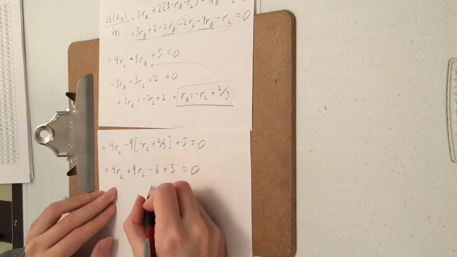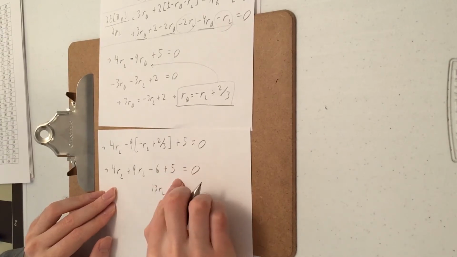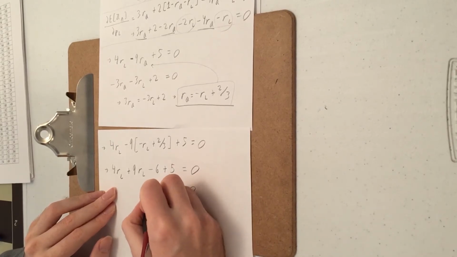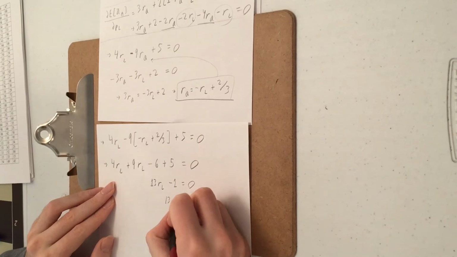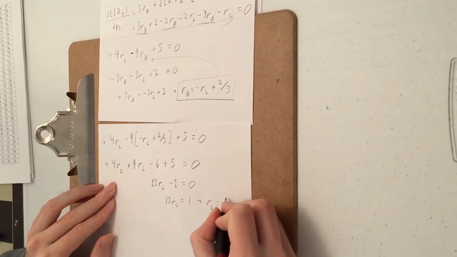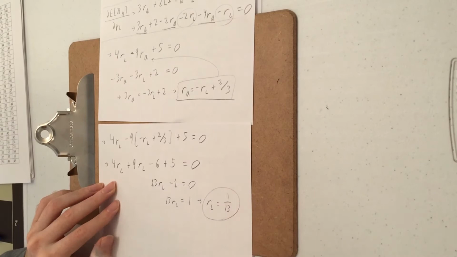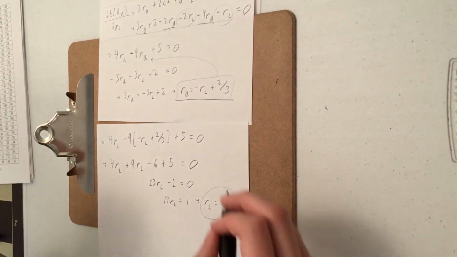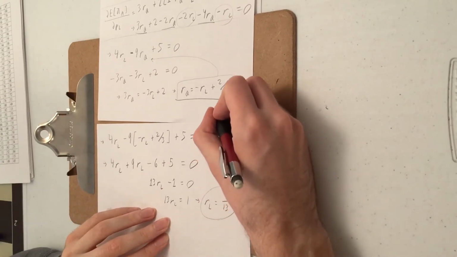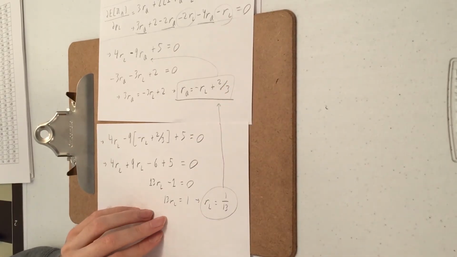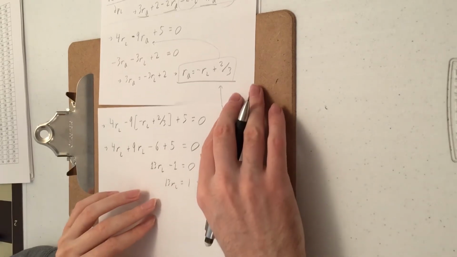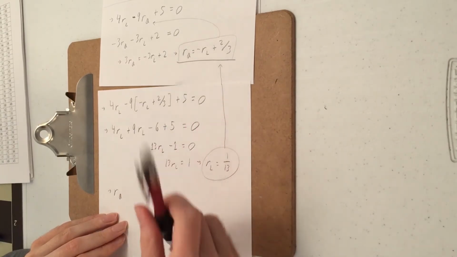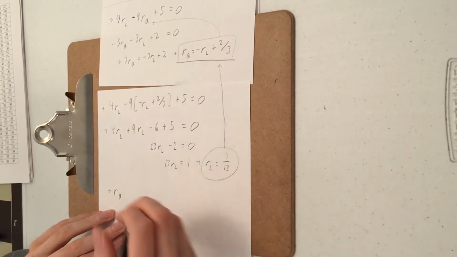So I combine these guys and I get 13RL. Combine those guys, I get a minus 1. So 13RL equals 1, which means RL is 1 over 13. I can plug that in over here to find RA. So RA is minus RL plus 2/3. RL is 1/13.